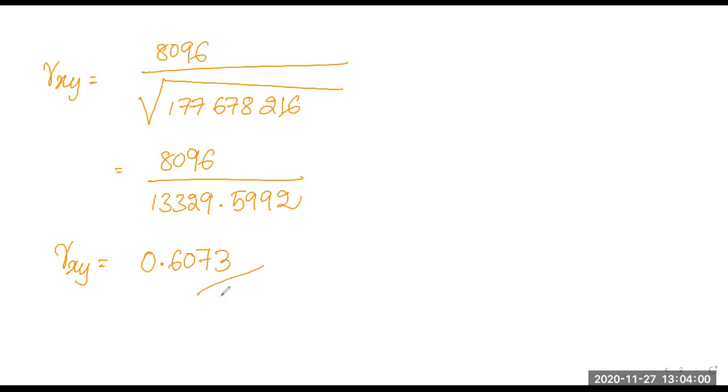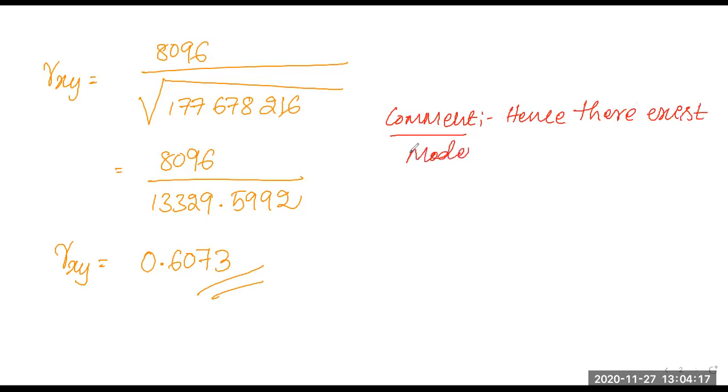This I got 0.6073. Yes, you have to write the comment also, guys. Comment here, comment is important. Through the degree, we are able to identify a moderate positive correlation between x and y.